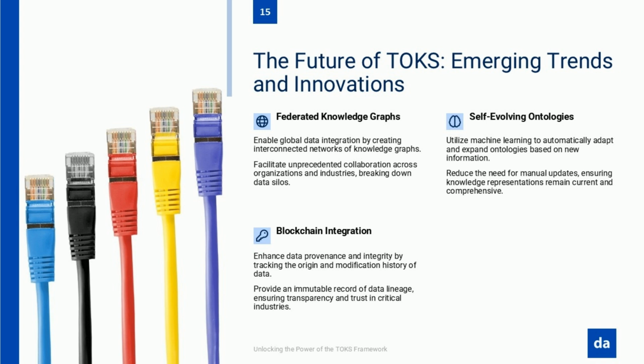Perhaps the most ambitious application of TOKS lies in its potential to enable true artificial general intelligence, or AGI. While current AI systems excel at specific tasks, AGI aims to create machines with human-like general intelligence. TOKS could provide the foundational knowledge structure and reasoning capabilities necessary for AGI. By combining vast knowledge graphs with advanced semantic understanding and inference capabilities, we might be able to create AI systems that can reason across domains, understand context, and even exhibit common sense, key components of general intelligence.